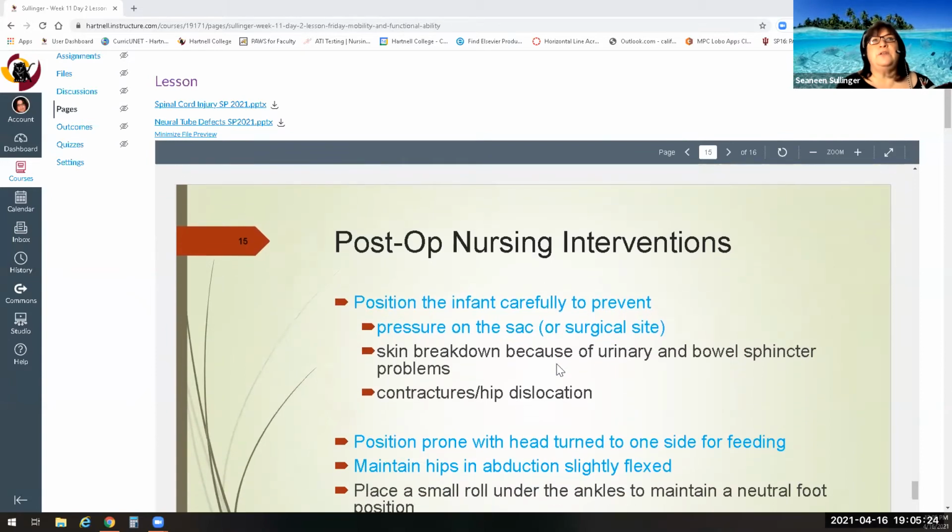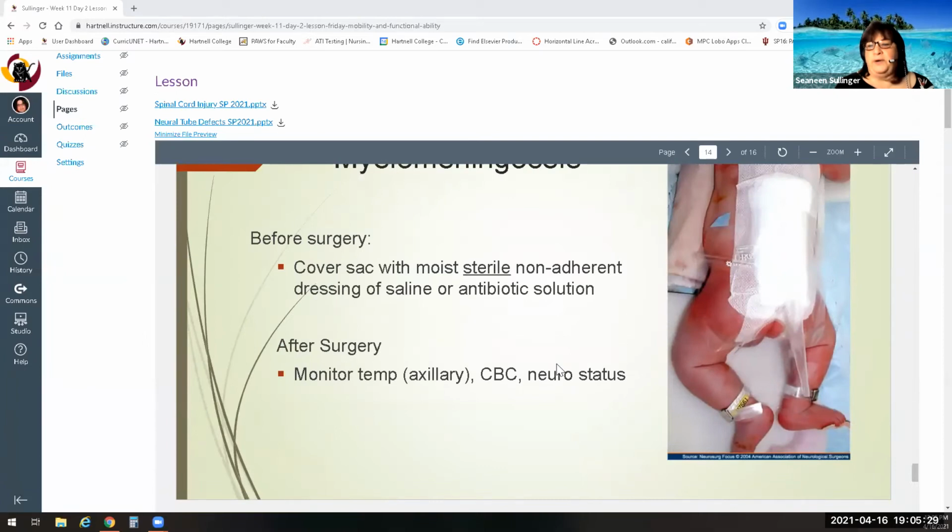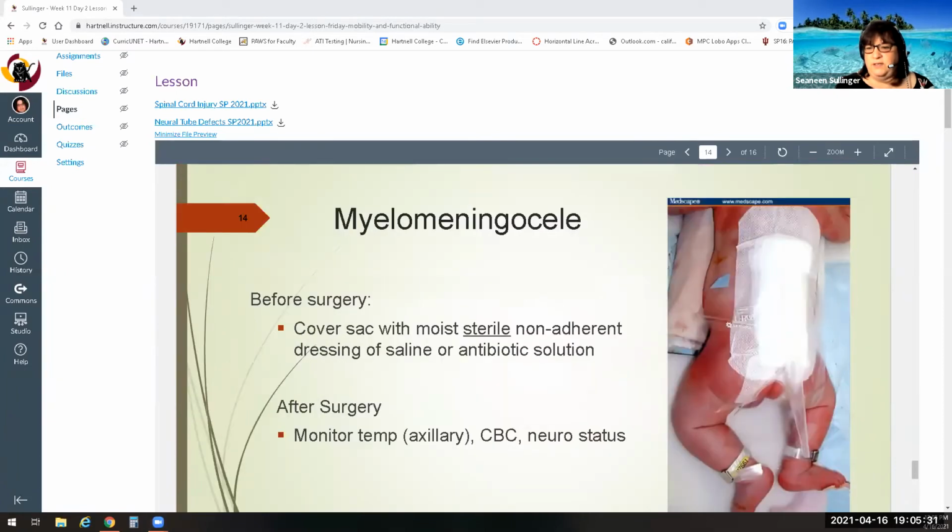And how would you think you would position the baby? Because this is on their back. So how are you going to position the baby? Prone. Prone. Yep, there we go, prone.